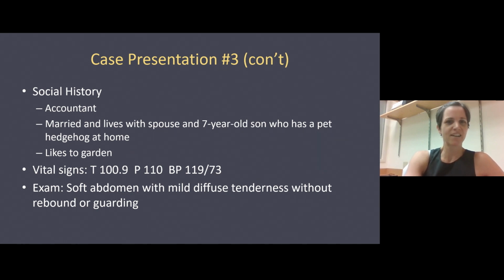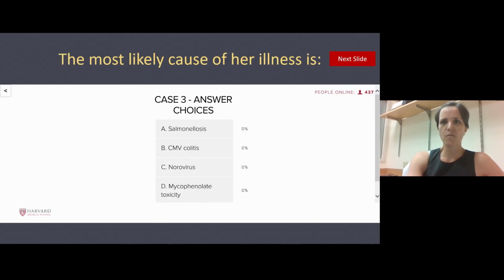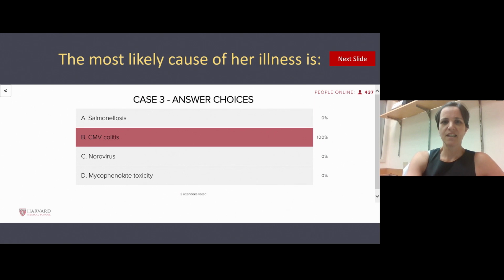We ID doctors like our home info, and she likes to garden, so she's outside a lot. When you see her, she's tachycardic and febrile. She has diffuse tenderness in her abdomen without rebound or guarding. So the most likely cause of her illness is A, salmonella, B, CMV colitis, C, norovirus, or D, mycophenolate toxicity. So go ahead and ring in. Think carefully about this one.